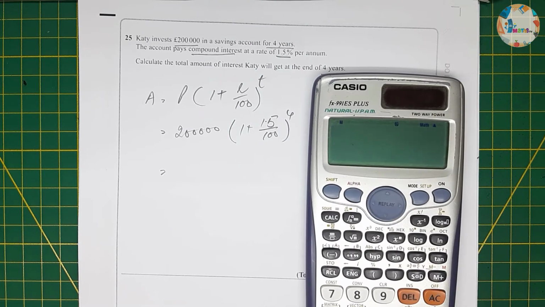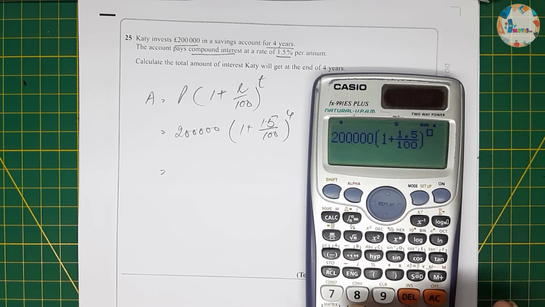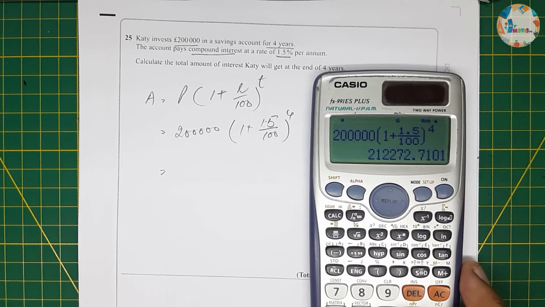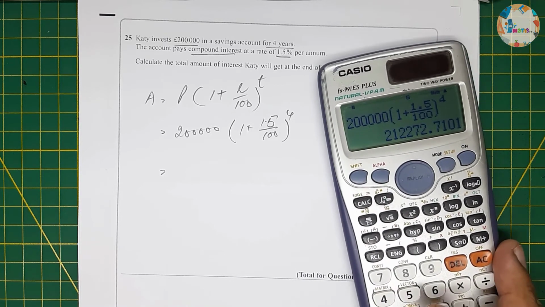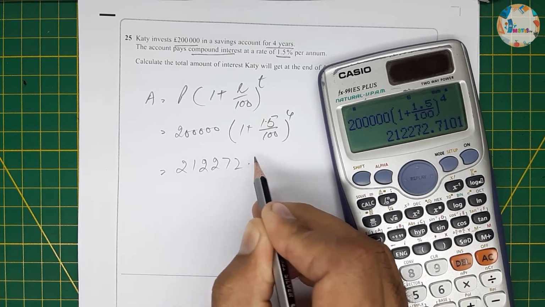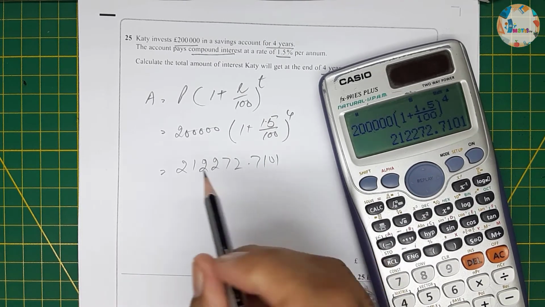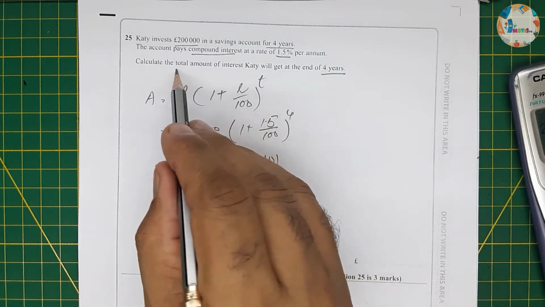Now we can calculate this. This will be 2, 1, 2, 3, 4, 5 zeros into 1 plus 1.5 over 100, and whole raised to the power 4. And if we check, this will be the amount, 12272.7101. So this will be the total amount.